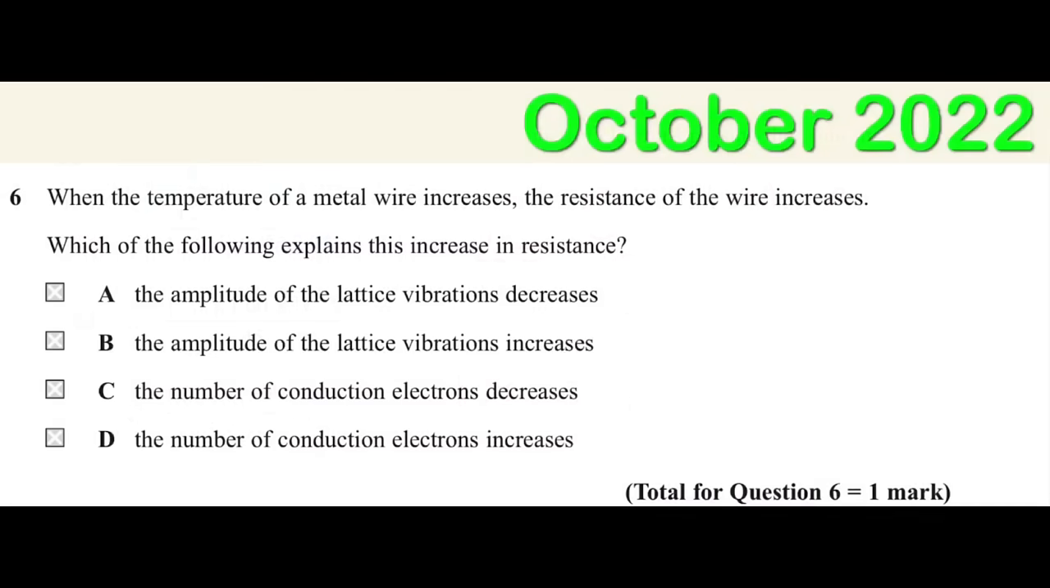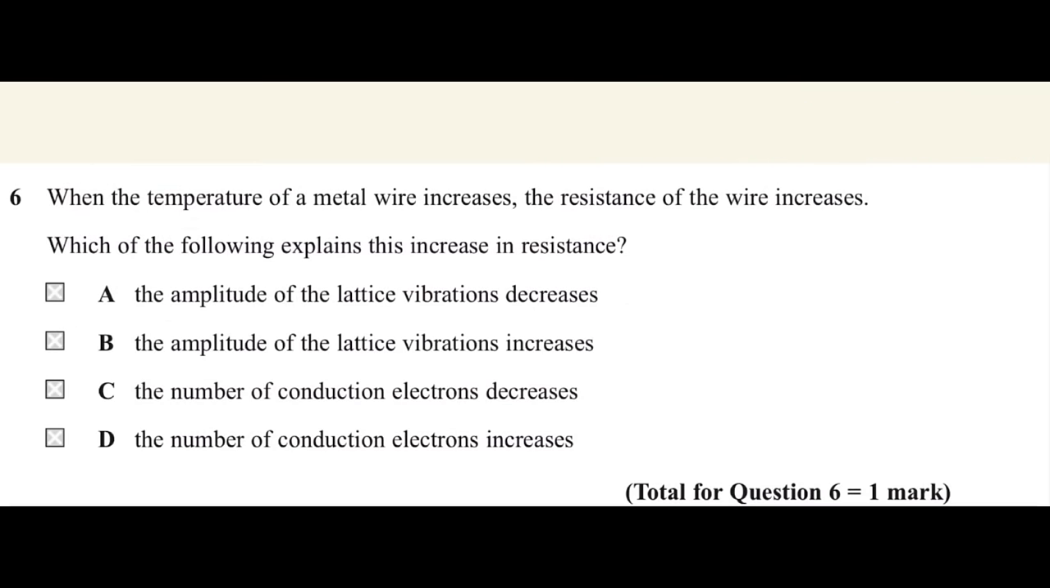When the temperature of the metal wire increases, the resistance of the wire increases. Which of the following explains the increase in resistance? As you see, there is a directly proportional relationship between the temperature and resistance. So let me describe what's meant by temperature. Temperature is directly proportional to the average kinetic energy, and there is a formula for this, which is 3 over 2 kB delta T. This one, kB, is the Boltzmann constant. The delta T is the change in the temperature. So once we have an increase in temperature, it means in physics an increase in the average kinetic energy of the particles.